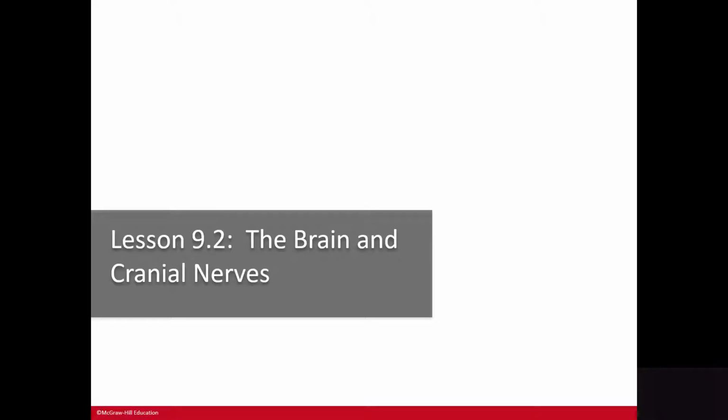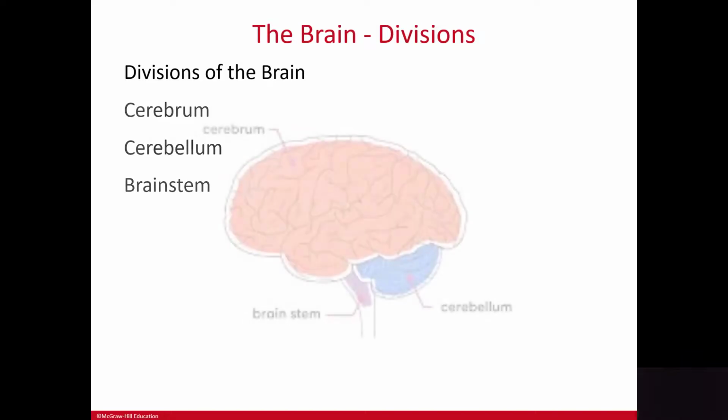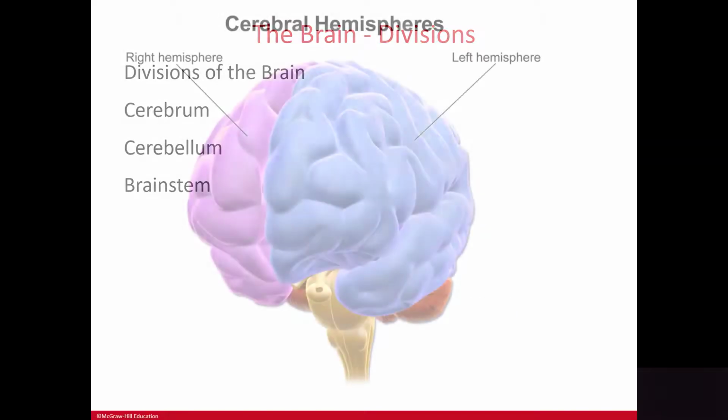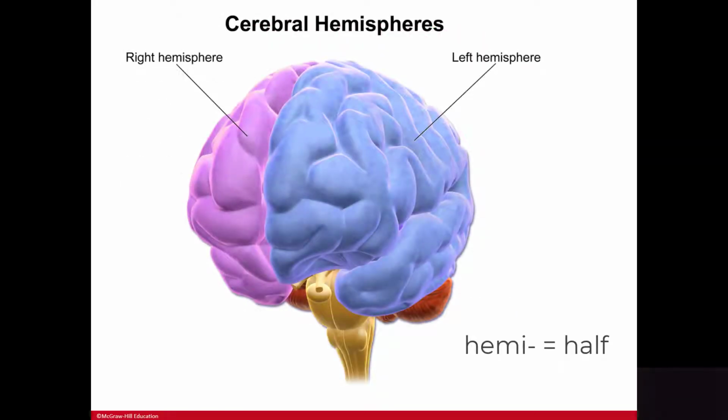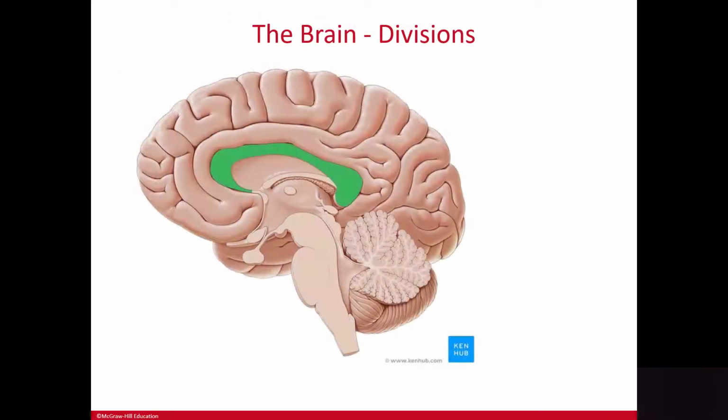In this video, we're going to cover the anatomy and function of the brain and cranial nerves. The brain is divided into three portions: the cerebrum, the brainstem, and the cerebellum. The cerebrum is the largest portion of the brain and consists of two halves or hemispheres. The hemispheres are connected by a bridge of nerve fibers called the corpus callosum.